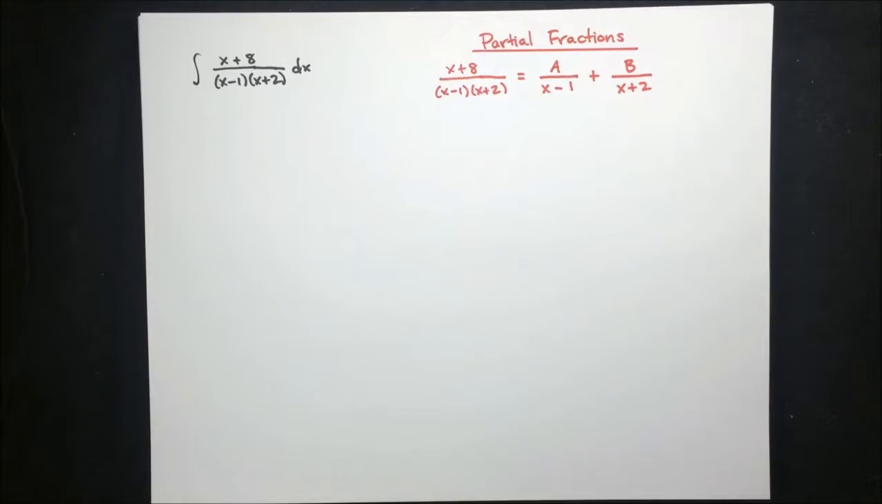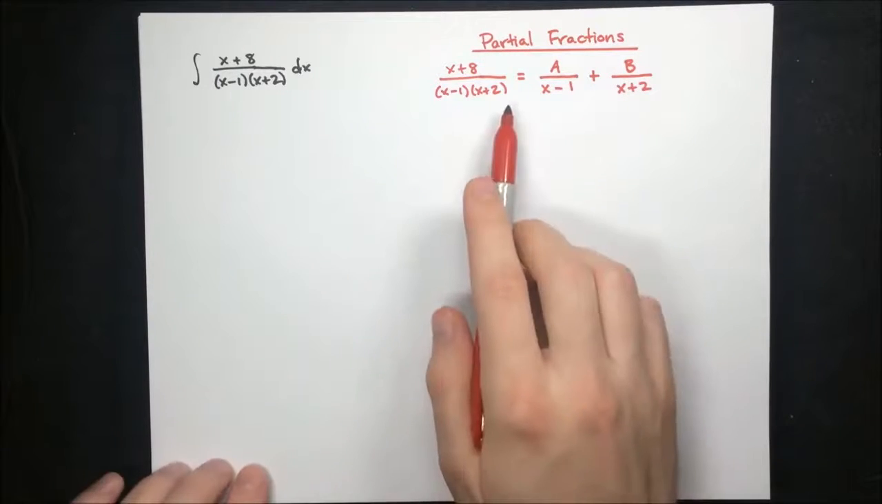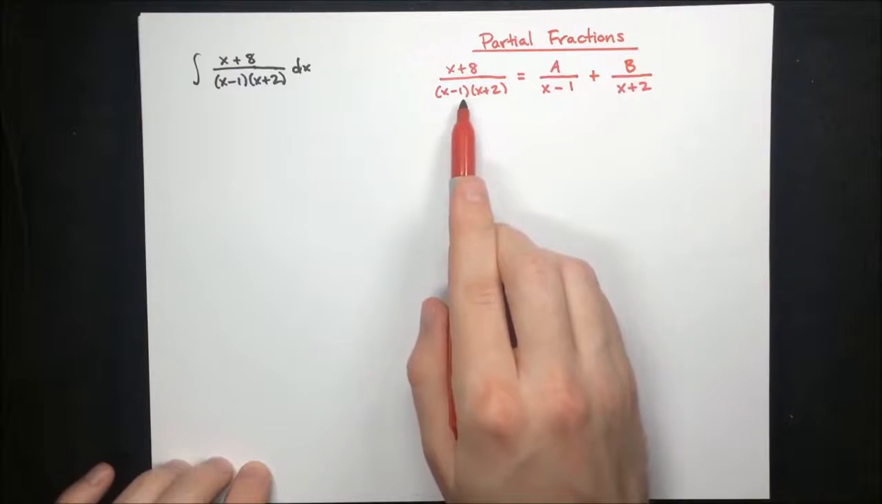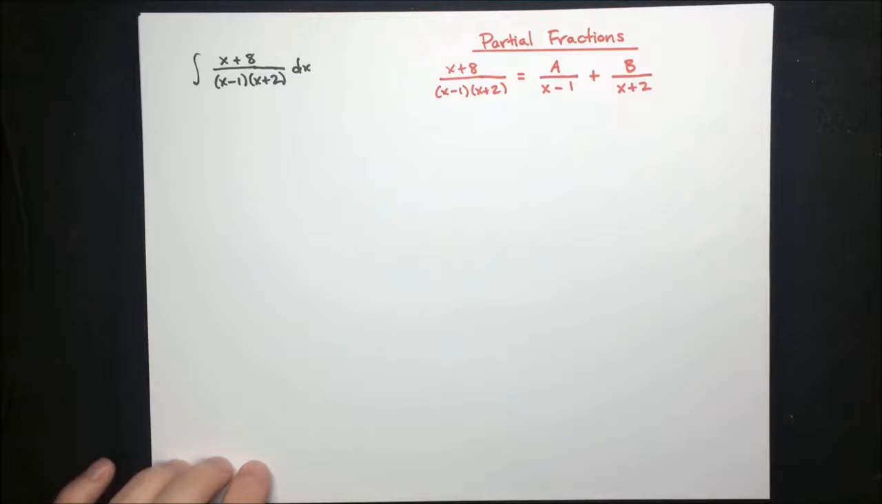So partial fractions just states that you can do this. There's a way to choose a and b so that this rational function is equivalent to the sum of these two reciprocal functions. But of course, it's up to us to solve for a and b. So that's the question. How do we solve for a and b in this equation?